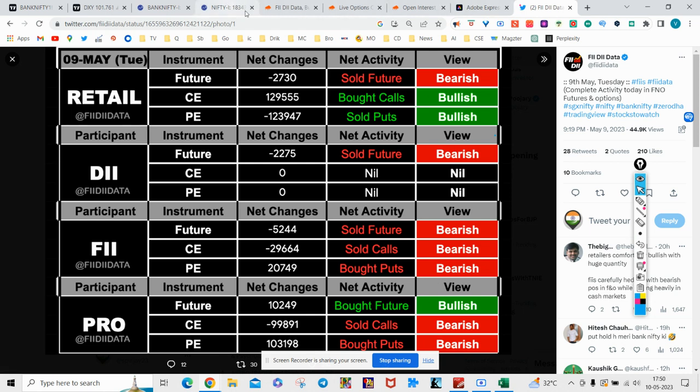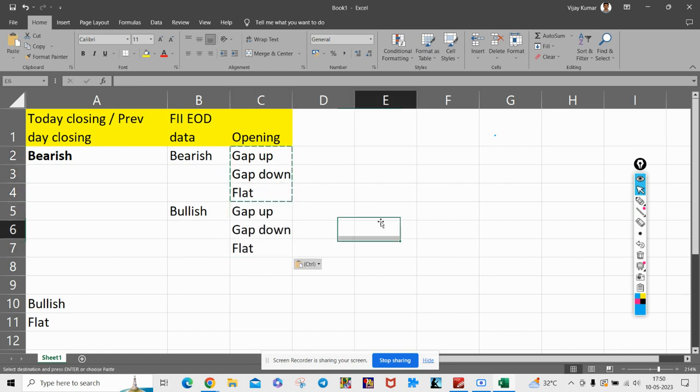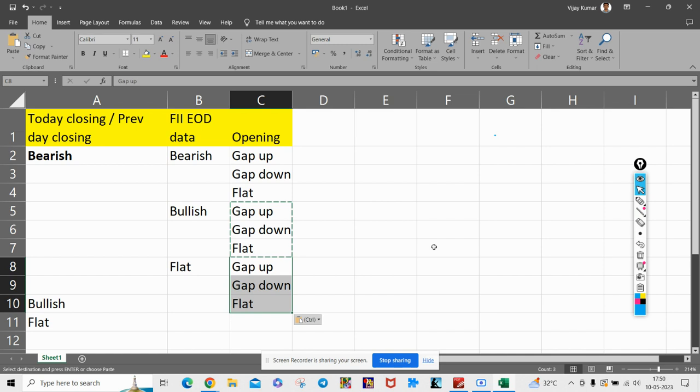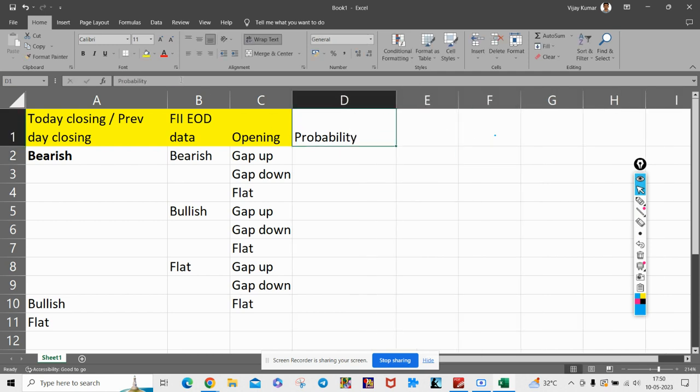So now what does it mean? So now this can be likewise... just a minute. So you can see that it can be bullish, and in bullish also there can be three scenarios, right? And if it is bearish, I mean flat also, you'll have the three scenarios. So now just think from the probability perspective, what could happen if this is the case.